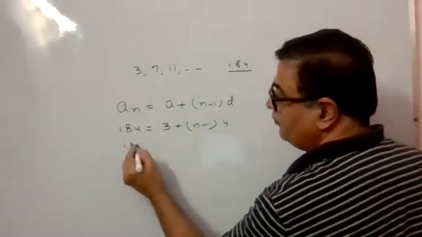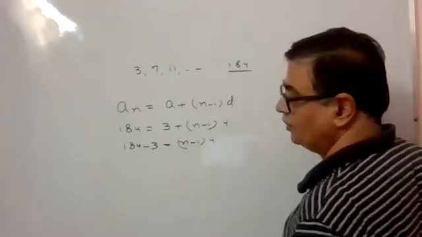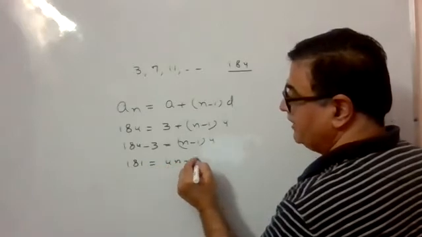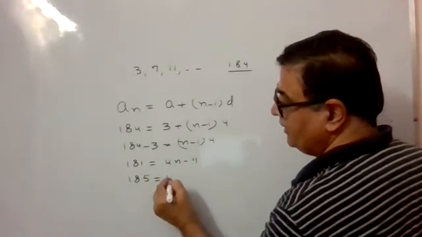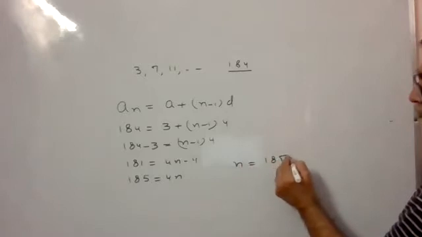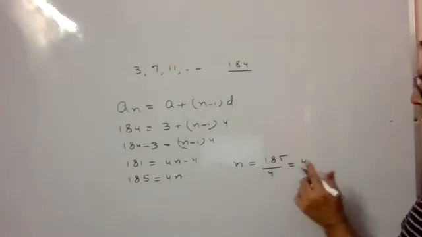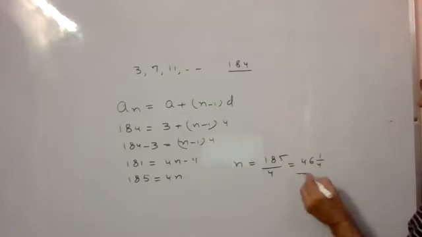Now when you solve it, 184 minus 3 will be n minus 1 into 4, or 181 is 4n minus 4. This comes out to be 185 is 4n. So n comes out to be 185 by 4, which is 46.25. Is this what you are getting?